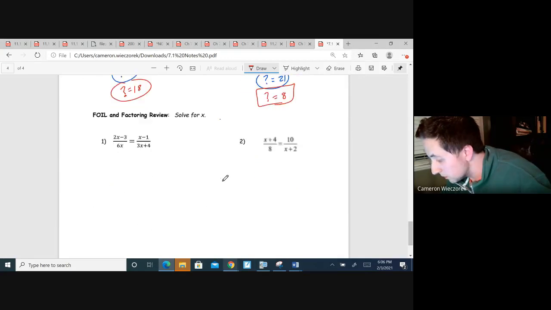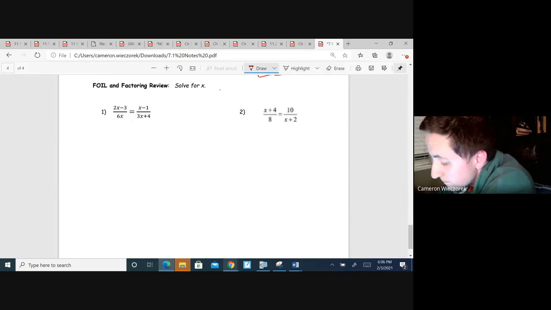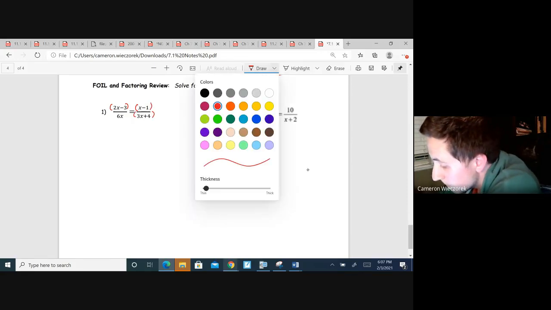Last thing in this section I'll give you a couple reminders on is FOIL and factoring. These are techniques that we're going to need the rest of the chapter, and they will pop up throughout the rest of the year. They look like normal proportions. It's just that the algebra gets a little bit messier. First thing I'm going to do, everywhere I see addition and subtraction, I'm going to put parentheses around the top, since I know distributing is going to have to happen.